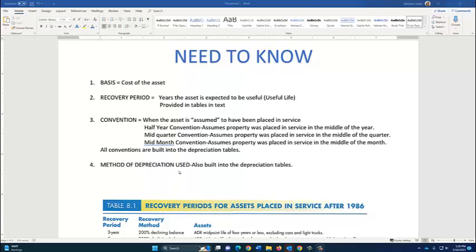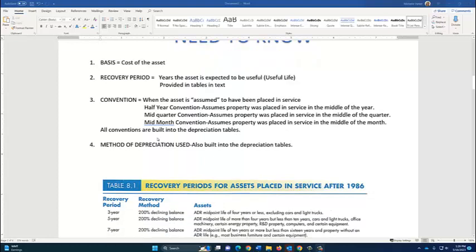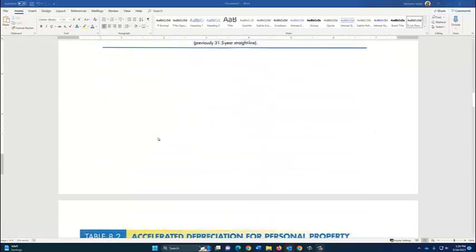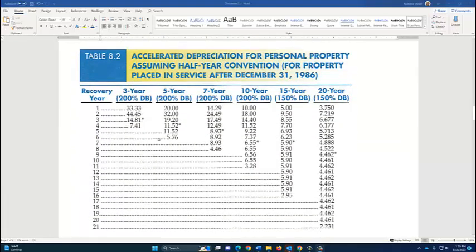The key to correctly calculating the depreciation is going to the correct table. So the method and the convention is built in to the depreciation table. So if you choose the correct table, your percentage will be there for you, and you can easily calculate your depreciation. It's really not as difficult as it may seem.